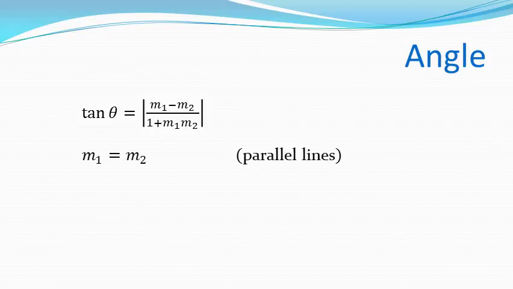The angle between two straight lines is given by this formula. So m1, m2 represent the slopes of the two lines. If m1 is equal to m2, then the lines are parallel. If m1 times m2 is equal to minus 1, then the lines are perpendicular.